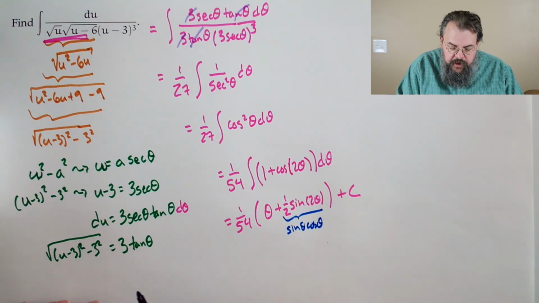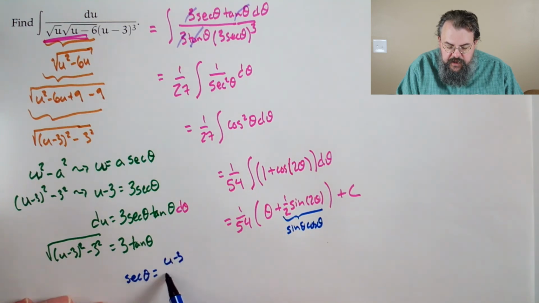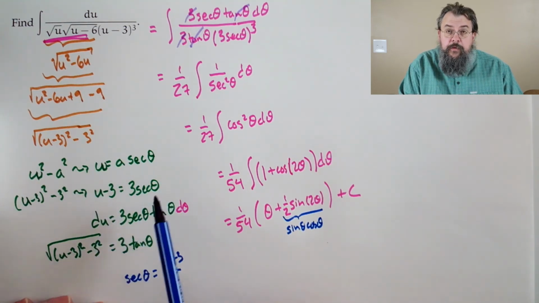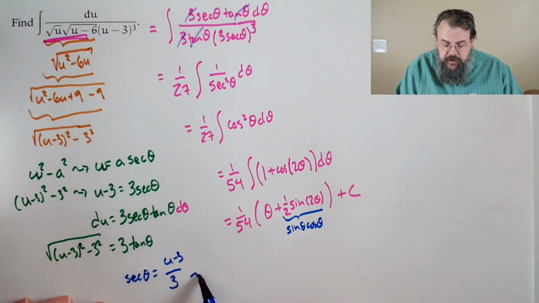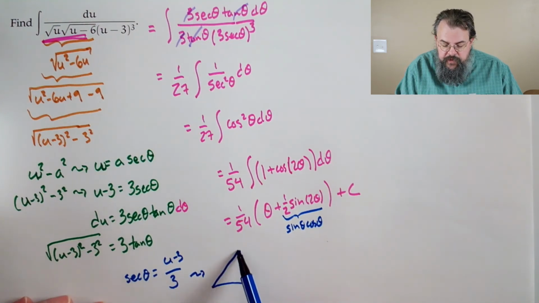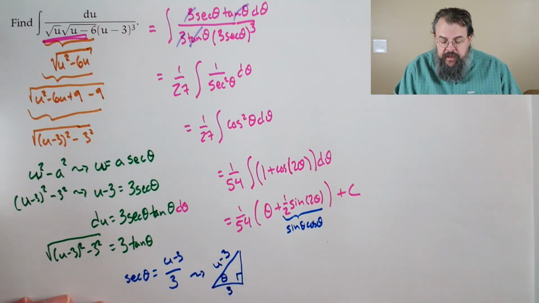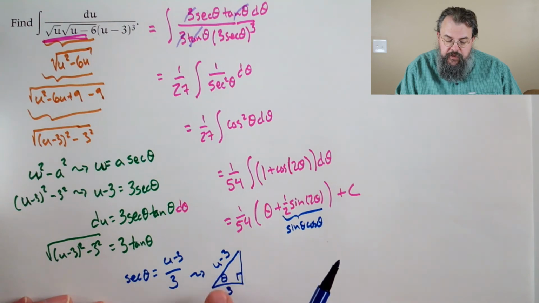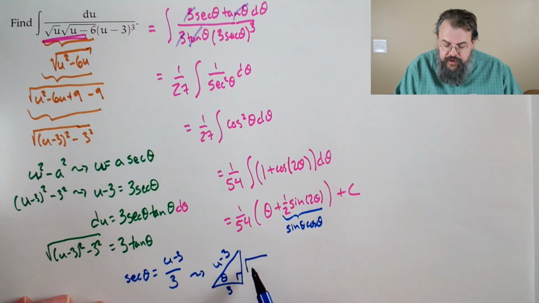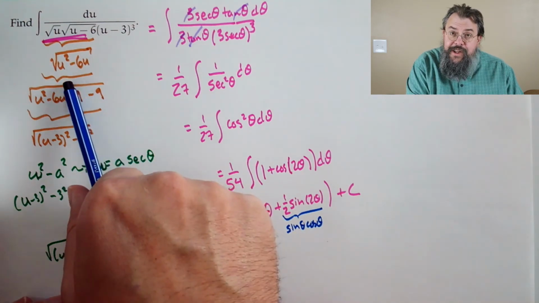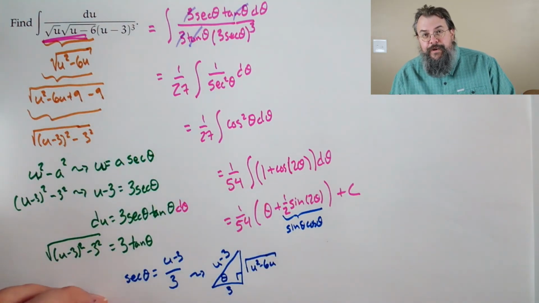What do we say? Well, we can see secant of theta would be u minus 3 over 3. So I'm just starting with the relationship. And so, in terms of our triangle, we have our angle. Secant is the hypotenuse over the adjacent side. This missing side, well, that'll be the square root of u minus 3 squared minus 3 squared, which is the square root of u squared minus 6u. See, this square root of u squared minus 6u, that's really where we had our starting point for doing trig substitution.